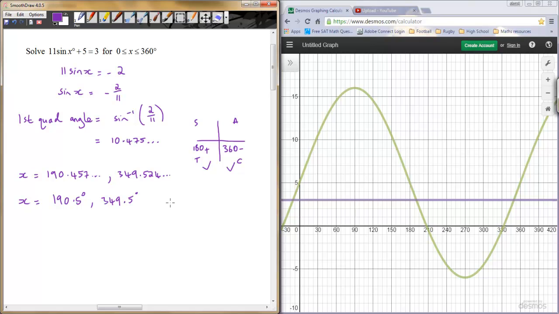349.5 degrees. So we can return to the graph and see if those values make sense. Just a little bit beyond 180, we find we've got a solution of 190.5, which is what we expected. The y part of that coordinate is 3, and again that's what we expected because we wanted to know when that graph was equal to 3, and then that second solution up there, 349.5, which matches the one that we got.